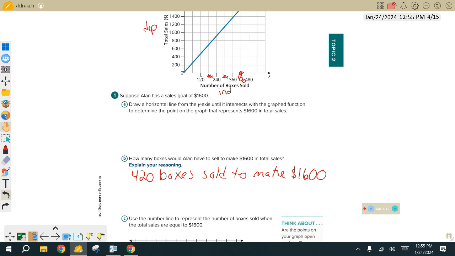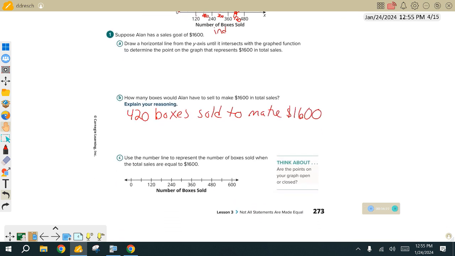Okay. Now we're going to represent that down there on our number line. It says use a number line to represent the number of boxes sold. So we said you've got to sell 420 boxes. So let's represent that exactly at 420 boxes. If we sell exactly 420 boxes, how much money do we make? $1,600. Allen's going on his camping trip. Okay? He's going on his camping trip. Okay? Now, let's flip it.